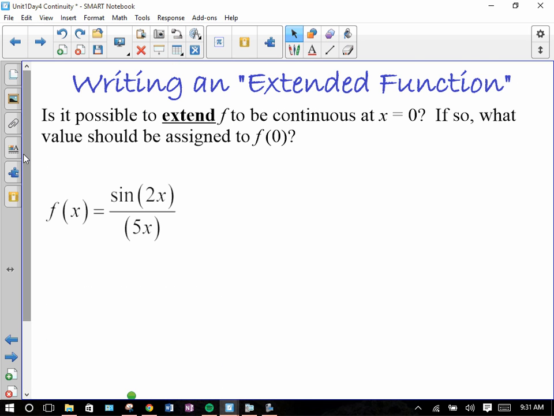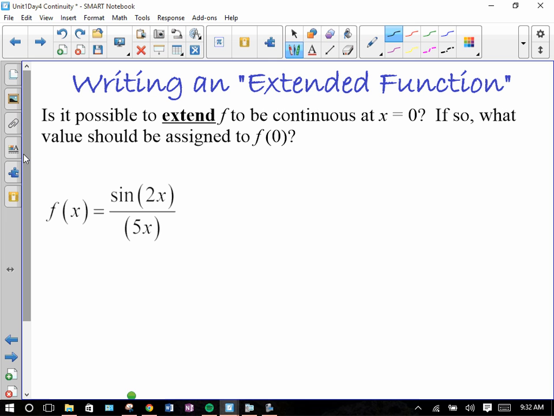First of all, we have to make sure that there is a hole. Never assume that there's a discontinuity if someone's asking you about a discontinuity. Always check it. We want to see if there's a hole or discontinuity at x equals 0. If we plug in x equals 0, we get sine of 2 times 0, which is 0. So sine of 0 is 0. 5 times 0 is 0. So if we plug 0 into both the numerator and denominator, you get 0 divided by 0, which tells you that there is a hole. So we know there's a hole.